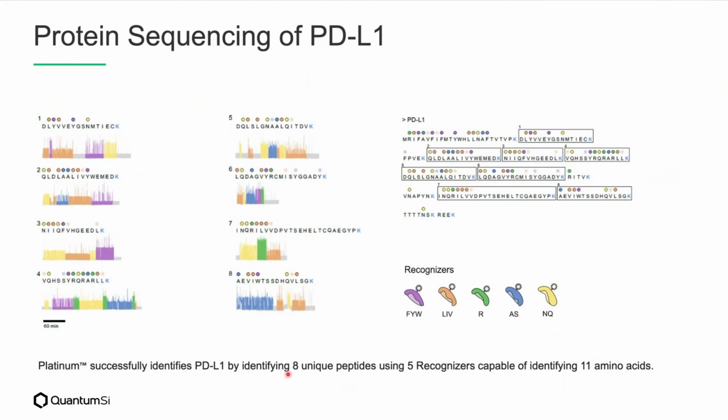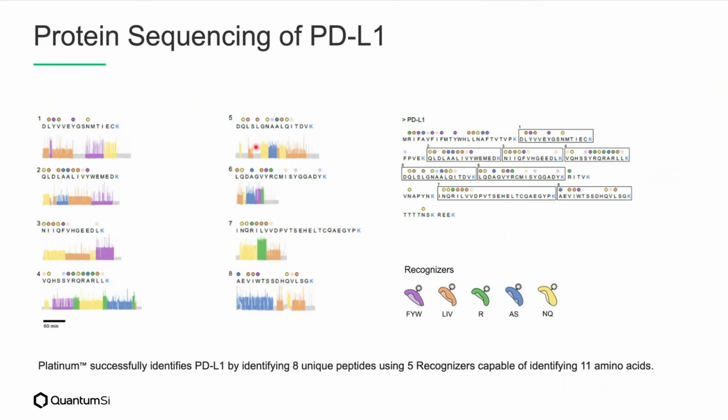On the left-hand side, what I'm showing you is data indicating 5 distinct kinetic signatures that were identified belonging to peptides for PD-L1. The peptides are highlighted in the upper right-hand figure, with the black boxes indicating the sequence space within each of the peptides that these peptides map back to.